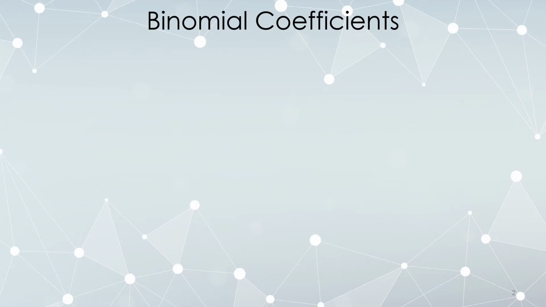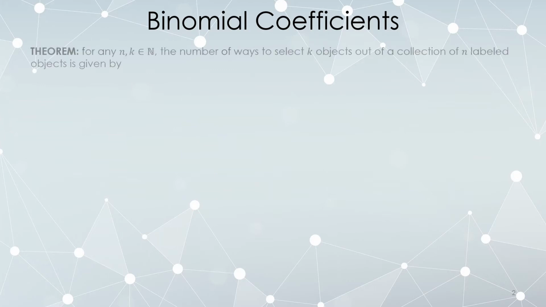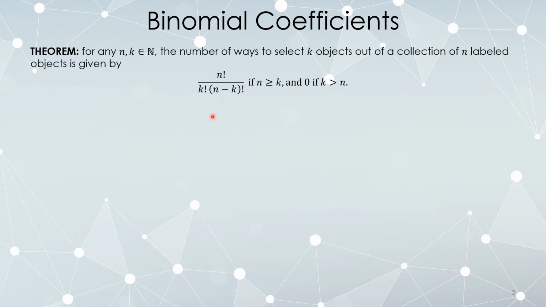Continuing our study of enumerative combinatorics, we're going to be learning about something called binomial coefficients. So let n and k be two natural numbers. Then the number of ways to select k objects out of n labeled objects, where n represents the total number of objects you have, and they're all distinct, they can all be labeled, and we want to select k of them, is given by the following formula.